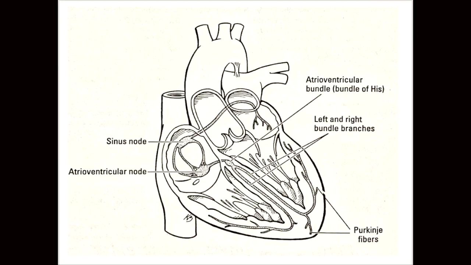What about the Purkinje fibers now? At the ends of the AV bundle branches, there are the Purkinje fibers, which deliver the impulse to the myocardial cells, causing the ventricles to contract.